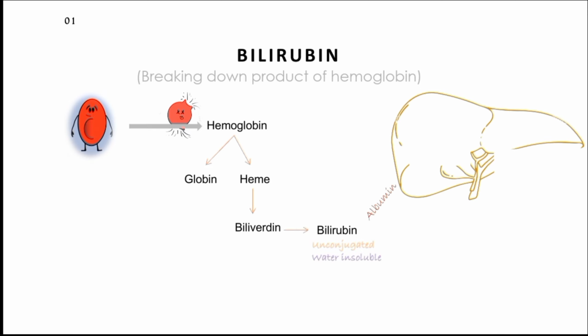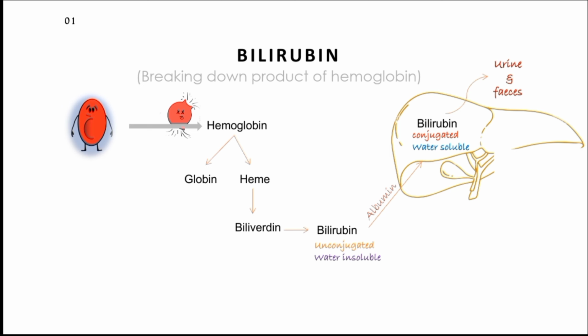This bilirubin is in unconjugated form, also known as indirect bilirubin, which is insoluble in water. So it binds with albumin and is transported to the liver. In the liver, bilirubin is converted into conjugated form, which is water soluble and can be easily excreted out through urine or feces.